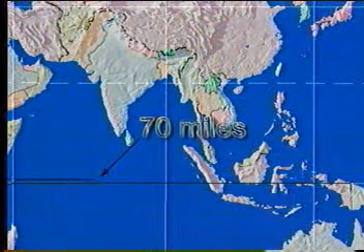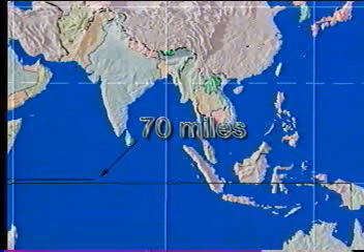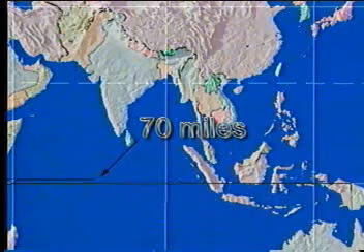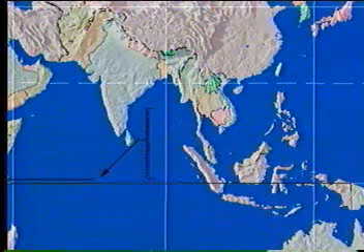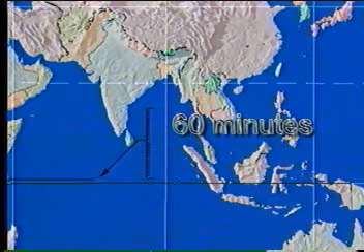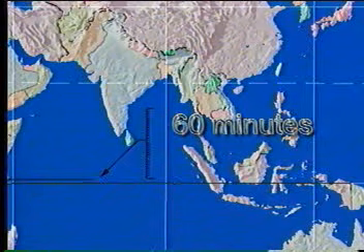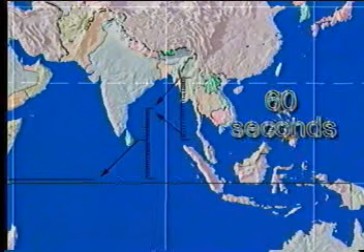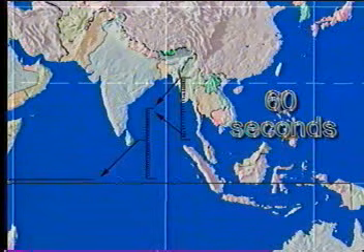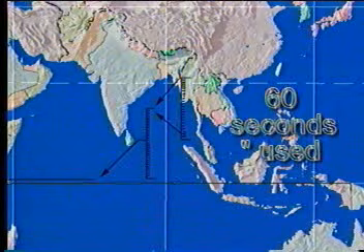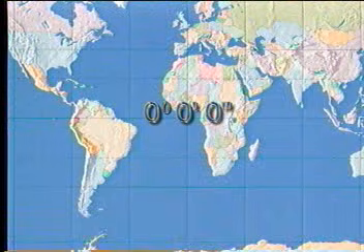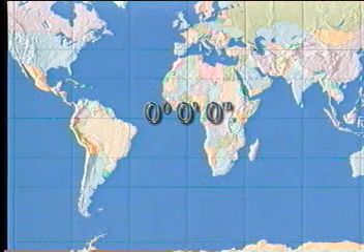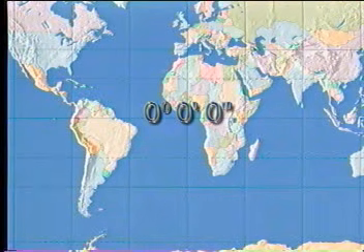The distance between lines of latitude is about 70 miles. The lines of latitude are divided into smaller units called minutes and seconds. It takes 60 minutes to equal the distance between 2 lines of latitude. The apostrophe is used to designate a minute. Minute lines are divided into 60 units called seconds. A quotation mark is used to identify seconds. So the proper way to identify the equator is by saying 0 degrees, 0 minutes, 0 seconds.